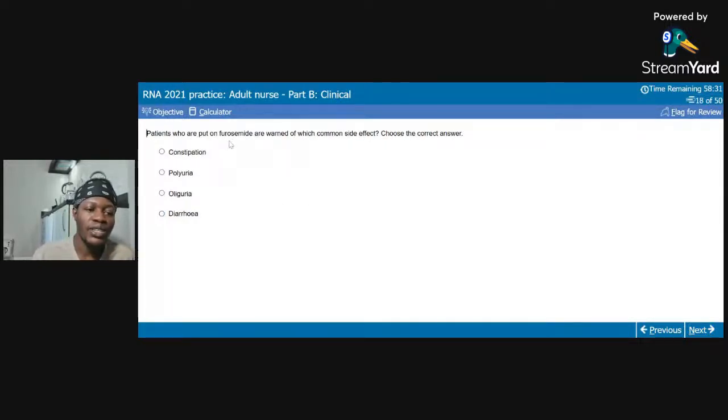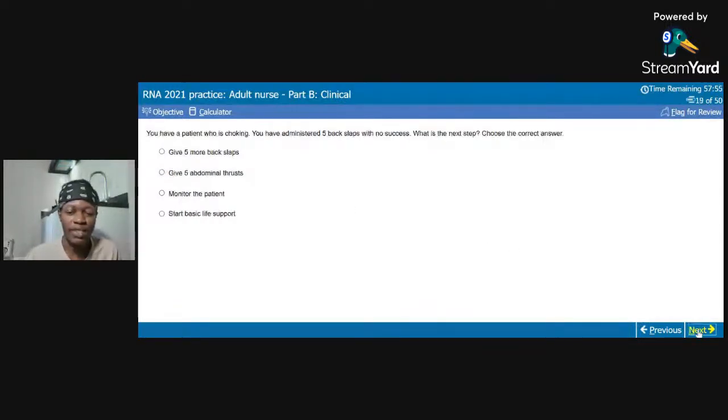Patients who are put on furosemide are warned of which common side effect? So what is another name for furosemide? It is Lasix, and we know that Lasix causes increased glomerular filtration, increasing urine output. Here we have constipation, polyuria, oliguria, diarrhea. Oliguria is scanty urine. Diarrhea is a lot of poo. This is our answer, polyuria. I'm being mindful of the time so we don't run out of time.